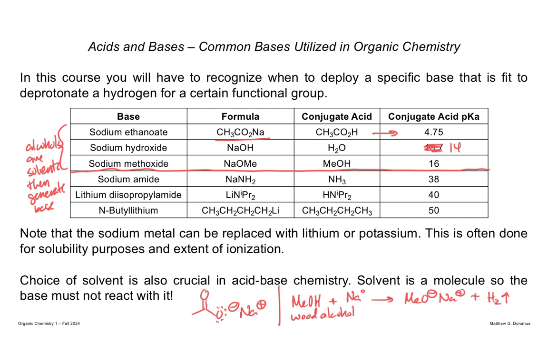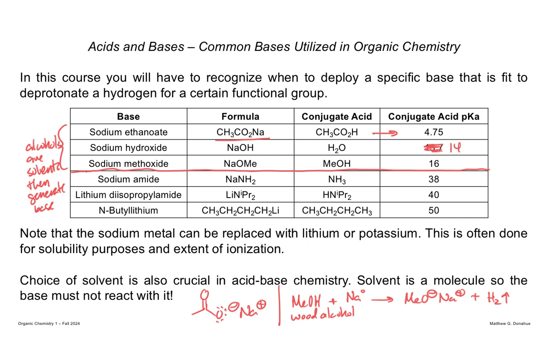So if you're looking at the pKa values based on what they are, they're relatively weak bases. So you could not use sodium methoxide to deprotonate a functional group that has a pKa of 50. It just won't happen.